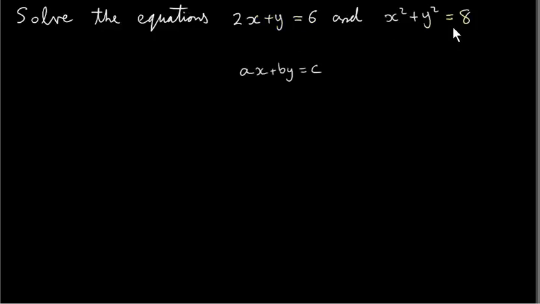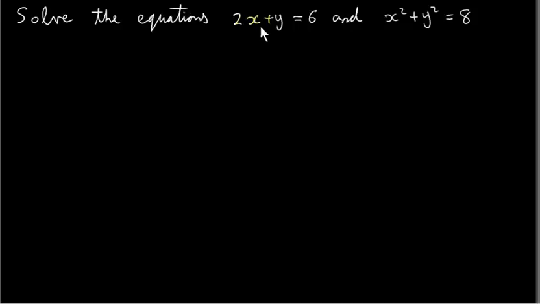Now this equation here is not linear. It doesn't have this form. It involves x squared. It also involves y squared. A linear equation just involves x to the power 1 and y to the power 1. And it doesn't involve things like x times y.